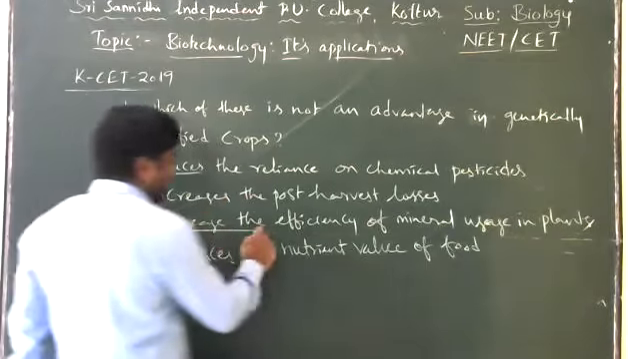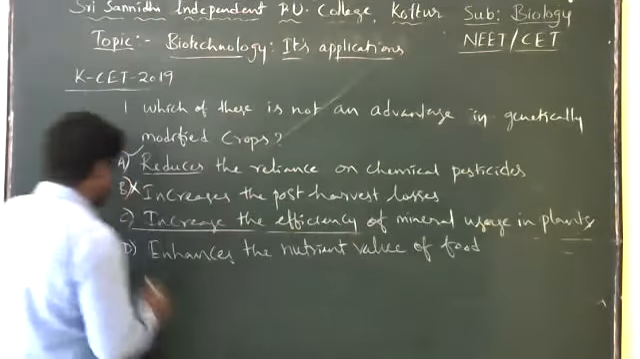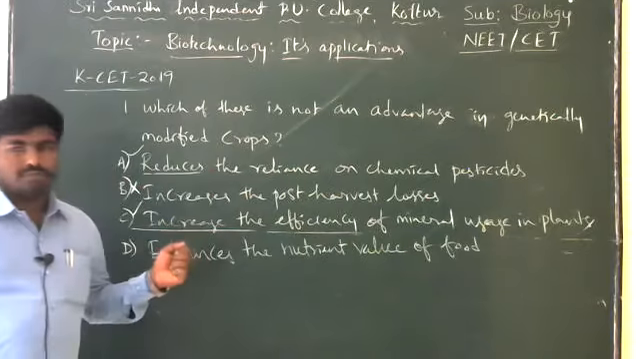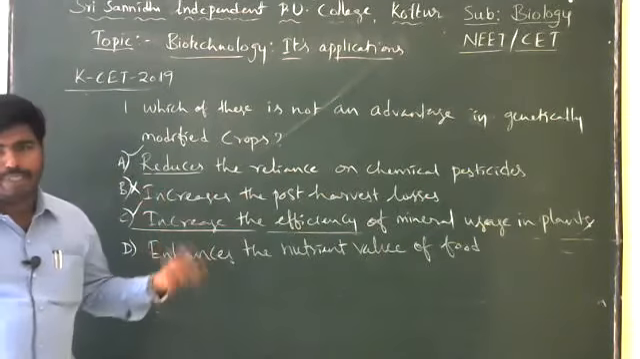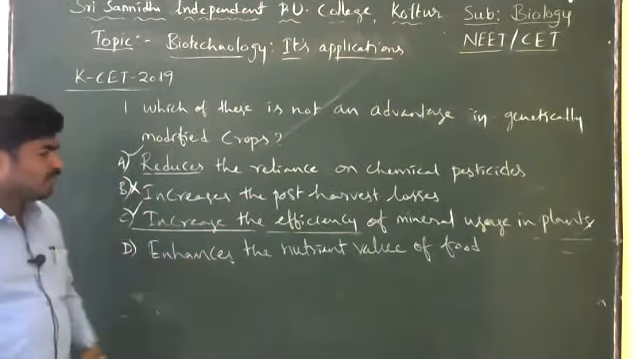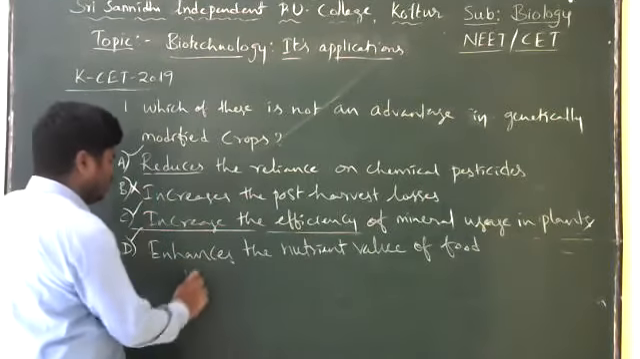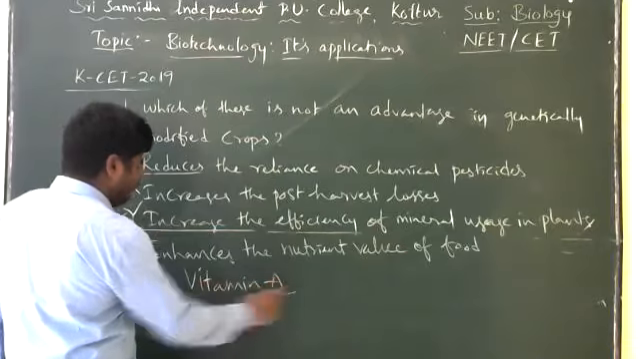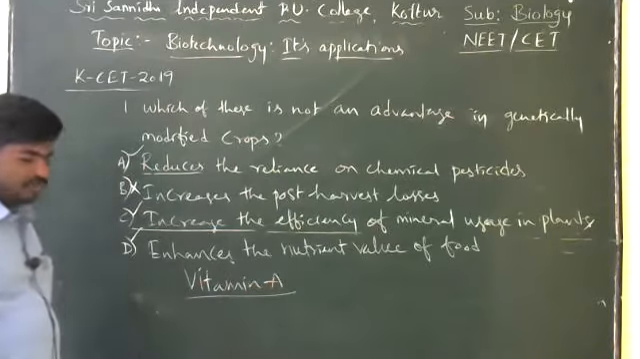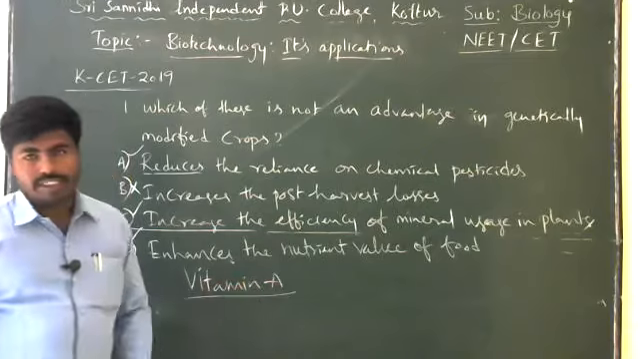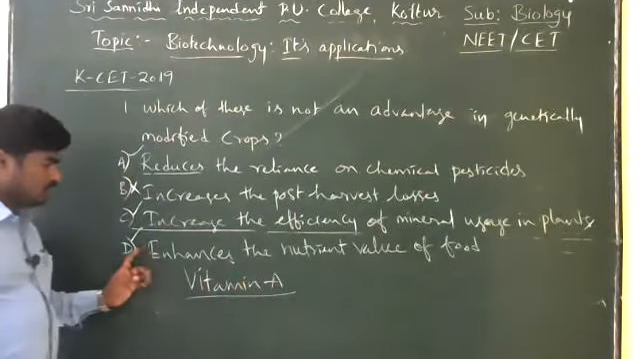Next, increase the efficiency of mineral uses in plants. It is correct. Genetically modified plants are useful to increase the uptake of minerals from the soil. Then enhance the nutrient value of food also. For example, vitamin A. Vitamin A is useful to provide alpha keratin to human beings to solve night blindness. So it is also correct.